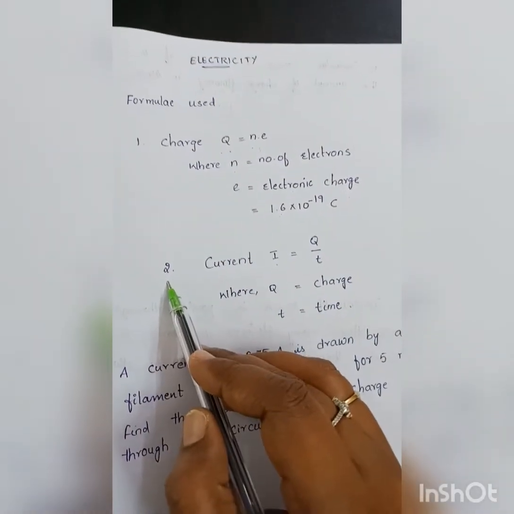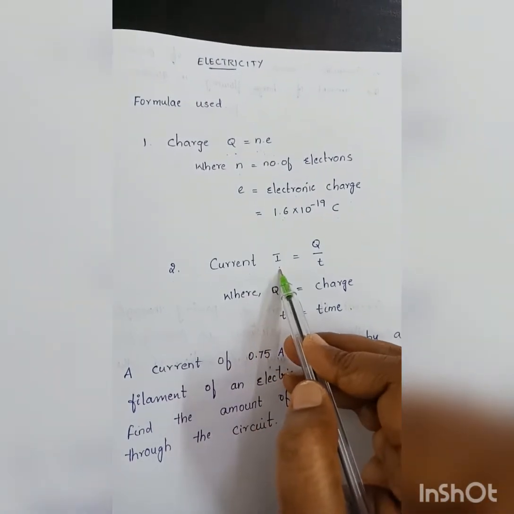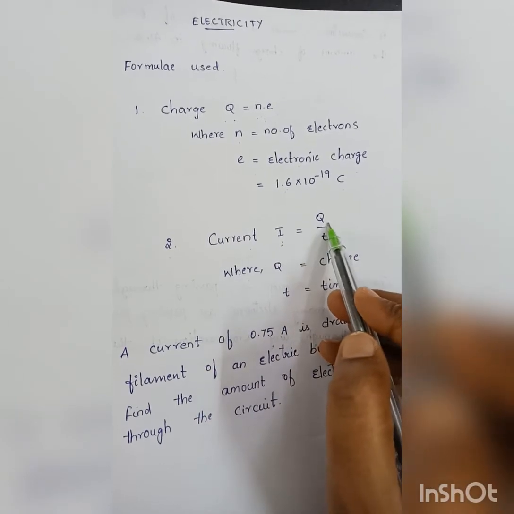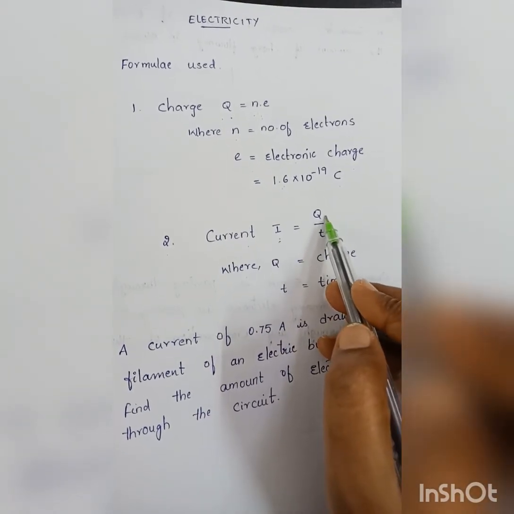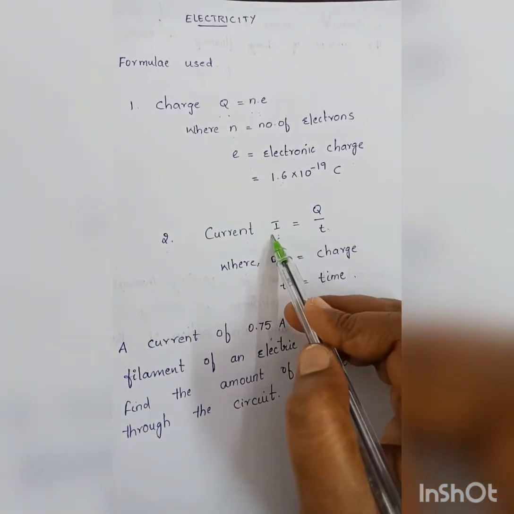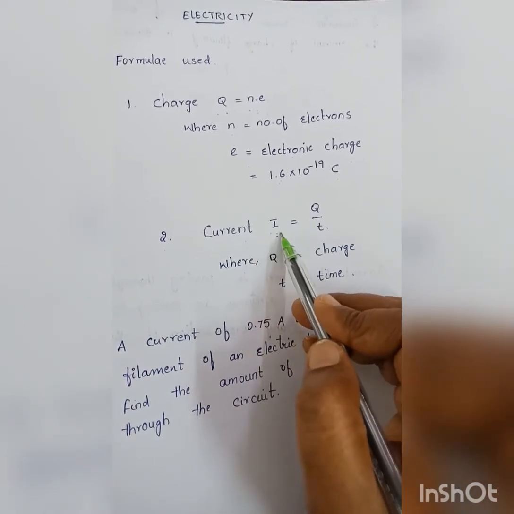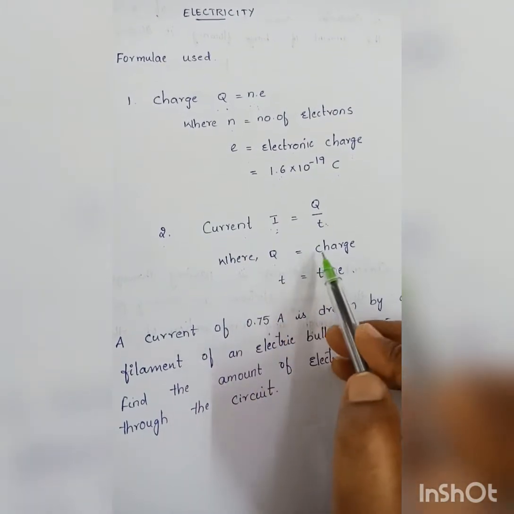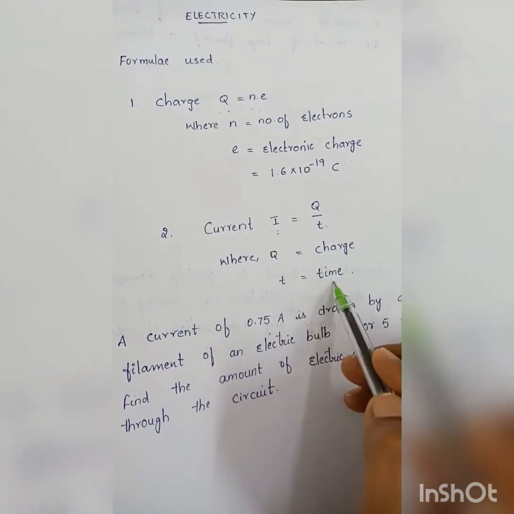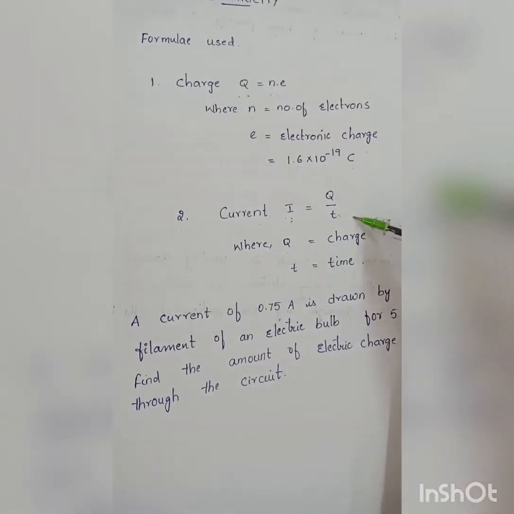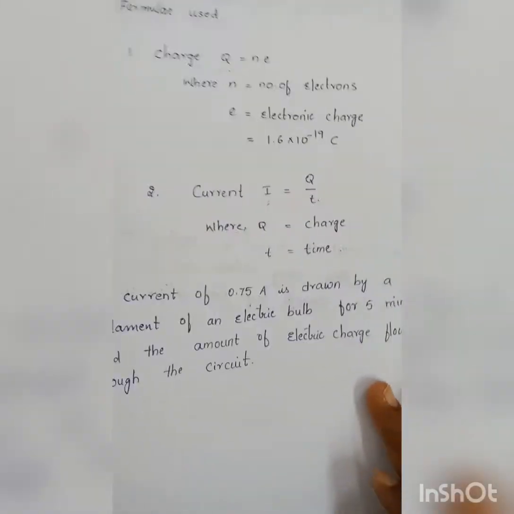Now the second formula, current. Current is symbolized by the letter I. I equal to Q by T, the charge flowing per second. The charge in a given time is known as current. Current I equal to Q by T, where Q is charge and T is time. So these are the two formulae. Related to these two formulae, we are solving the problems now.